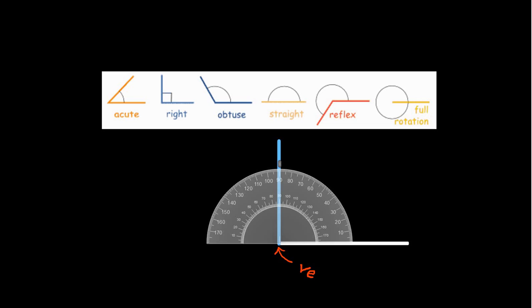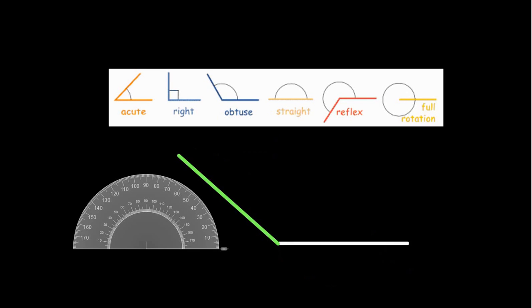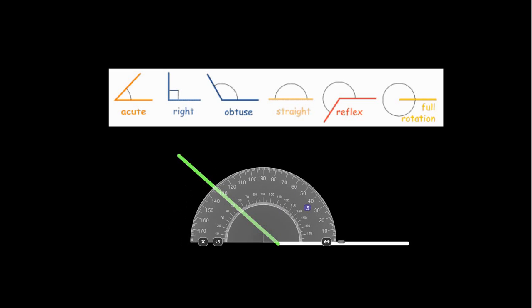So when we're measuring, we're putting the protractor onto the vertex that we would like to measure. And then we're measuring from the first arm here to the second arm. These lines are considered arms. So we will measure this angle from the first arm to the second arm.